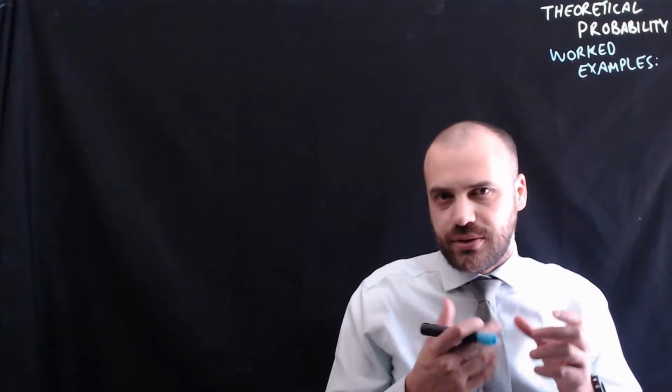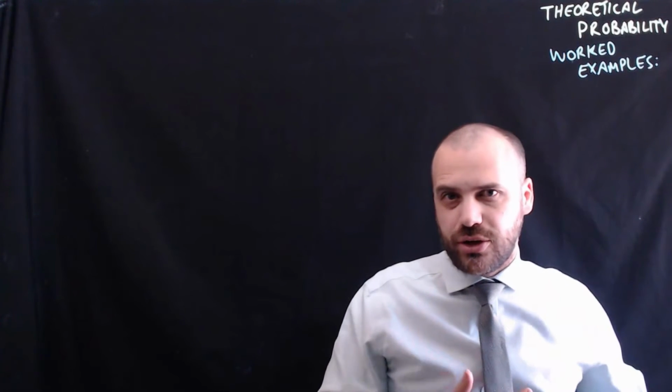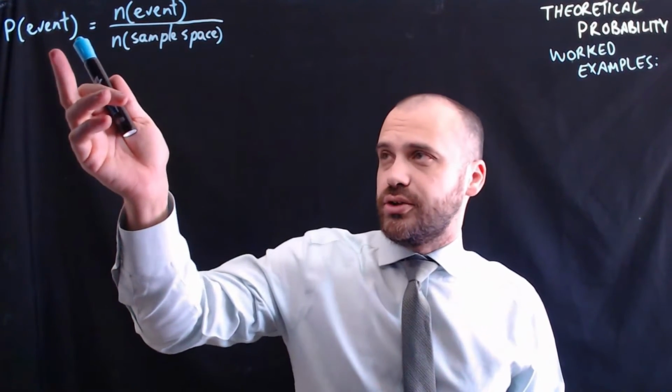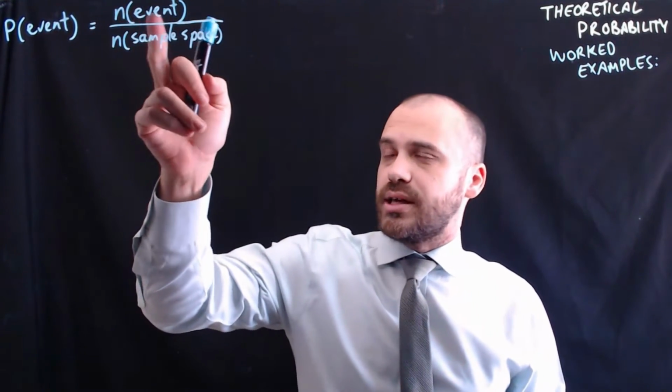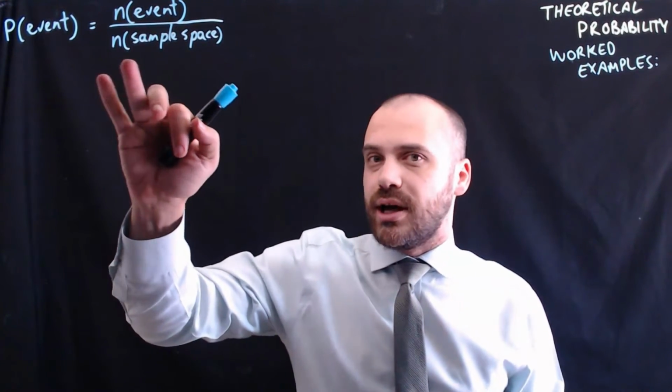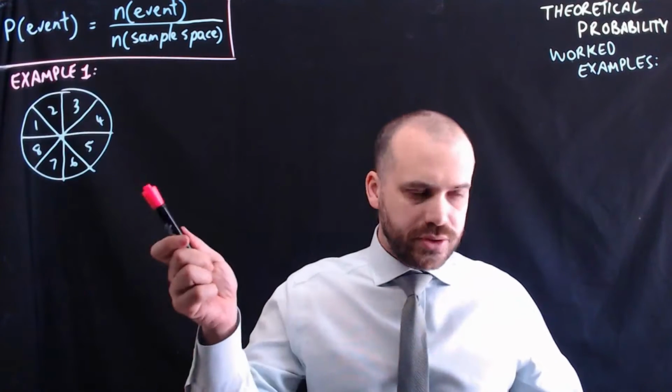So we're doing worked examples of theoretical probability, and you should already know your formula for that. It says the probability that an event occurs is equal to the number of ways that event can happen over the size of the sample space. So here's our first example.